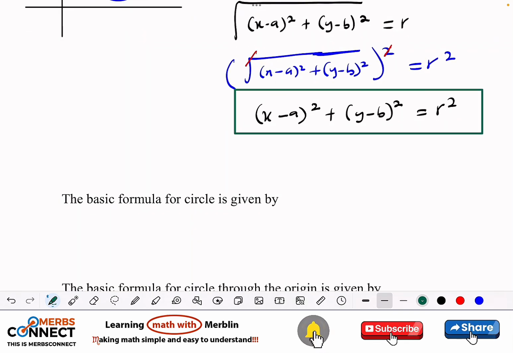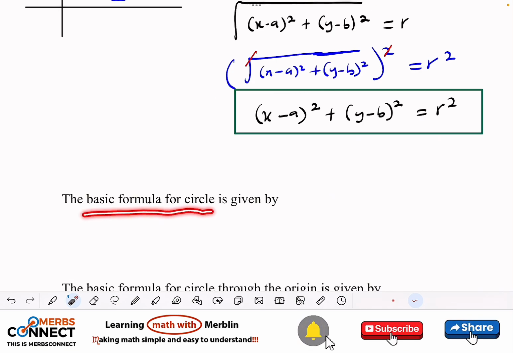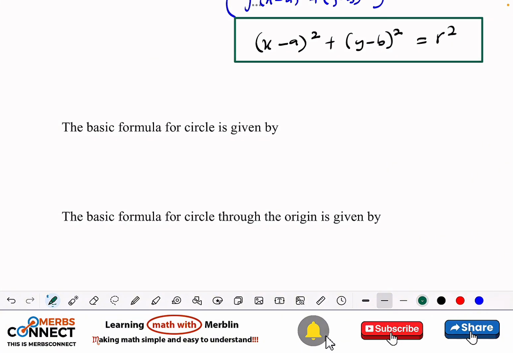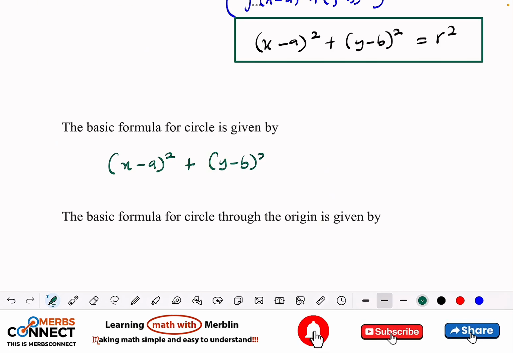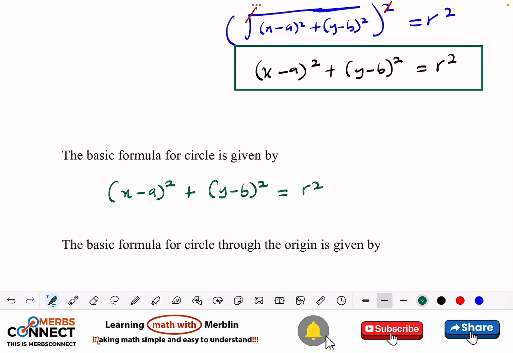I call this the basic formula for a circle. The basic formula for a circle is given by (x minus a) squared plus (y minus b) squared is equal to r squared. Good, so that's the basic.